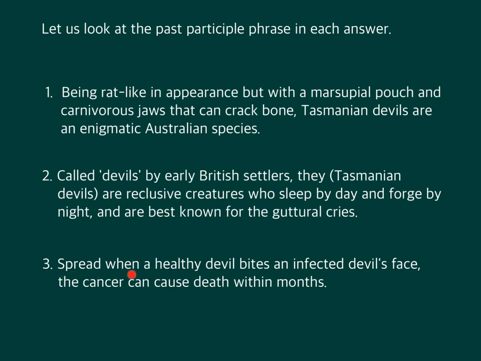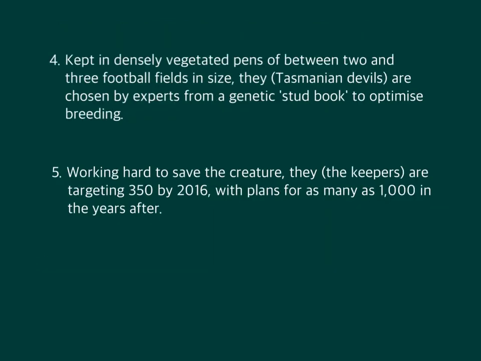3. Spread when a healthy devil bites an infected devil's face, the cancer can cause death within months. 4. Kept in densely vegetated pens of between 2 and 3 football fields in size, they, Tasmanian devils, are chosen by experts from a genetic stock book to optimize breeding. 5. Working hard to save the creature, they, the keepers, are targeting 350 by 2016 with plans for as many as 1,000 in the years after.